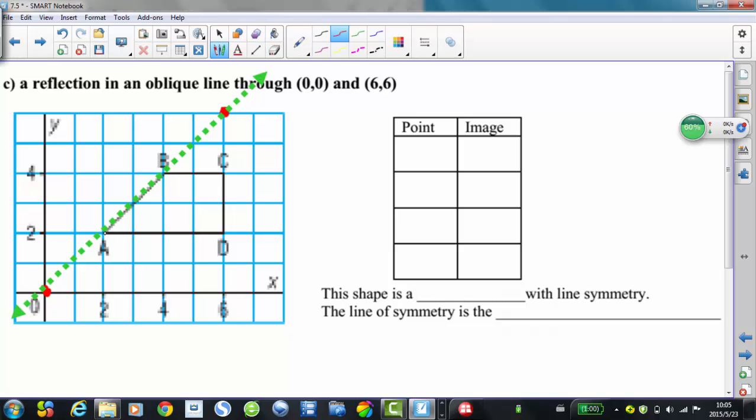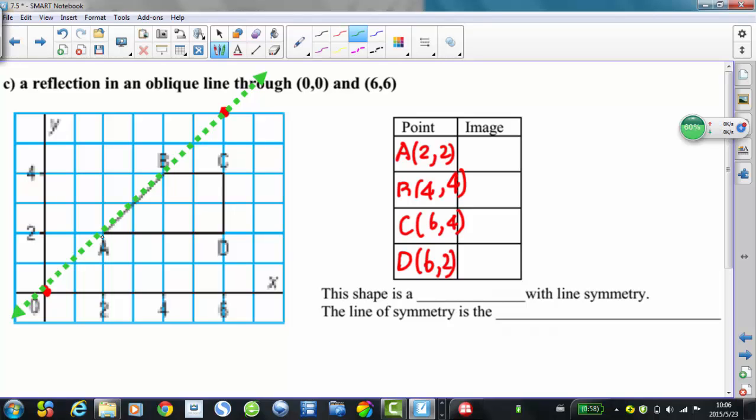Let's read the coordinates of each single point in the original shape first. Point A has the coordinates 2, 2. Point B has the coordinates 4, 4. Point C has the coordinates 6, 4. Point D has the coordinates. Let's draw its reflection image in this green line.